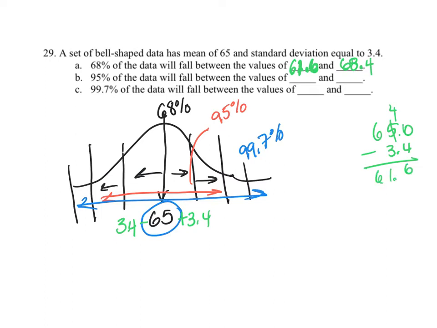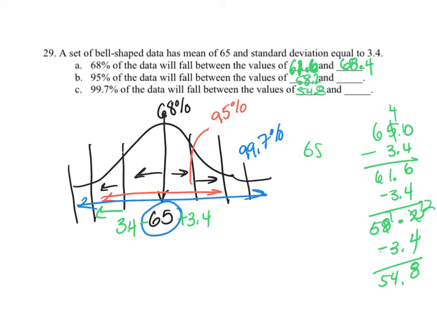All right, and now if we subtract another 3.4, 58.2. And if we subtract another 3.4, 54.8.